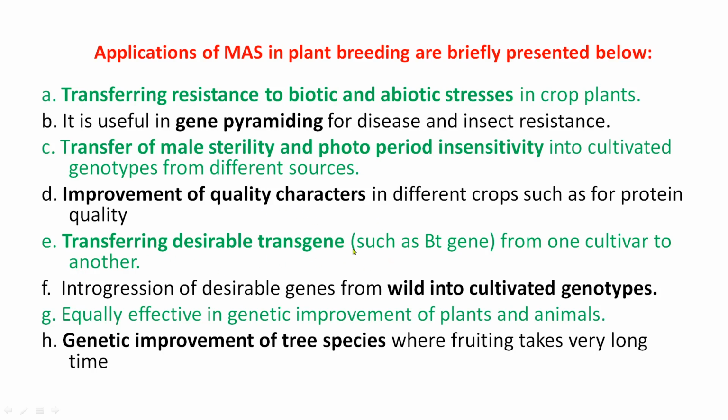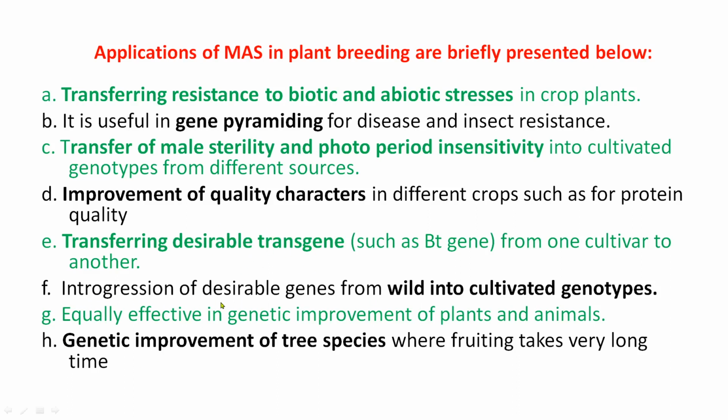Transferring desirable transgenes: once a transgene is transferred from one organism to another organism, say for example the BT gene is transferred from a bacterium into cotton, the BT cotton can be used as a donor to transfer the BT gene into another cultivated variety, which is not BT. So transferring desirable transgenes can be possible with this.